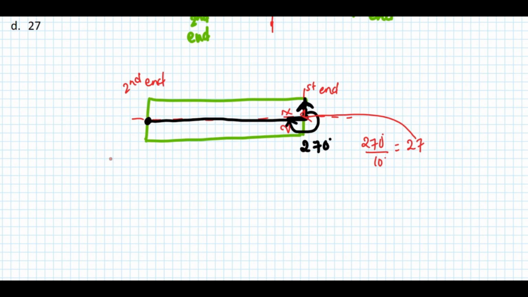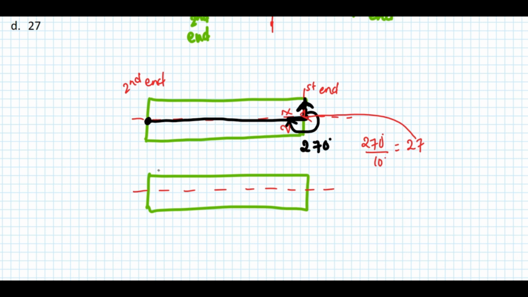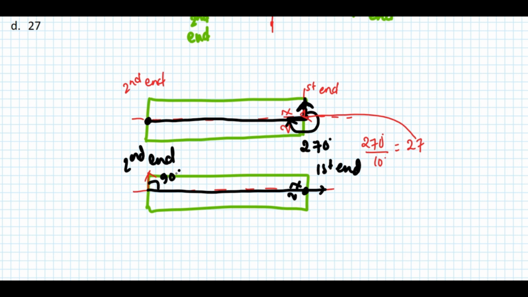Similarly, for the second end, let's draw a runway here and then the center line. Then for the second end, this is the second end, right? This is the first end, so we already know the first end. This is 27. And for the second end, the reference axis is taken here, and then the bearing of the next end is taken. So what is the bearing? The bearing is 90 degrees, right?